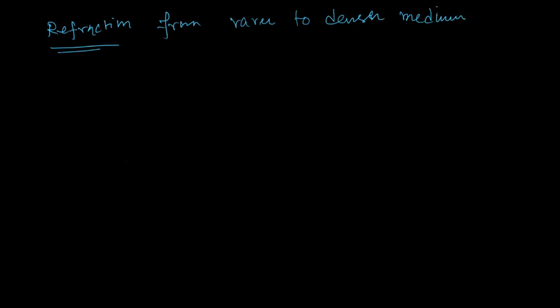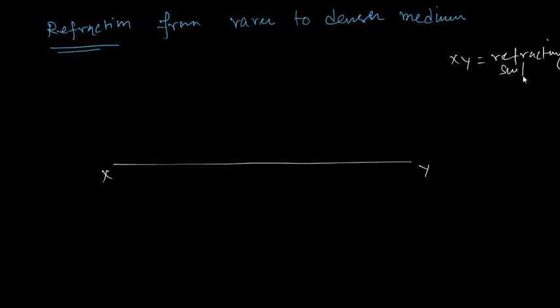Let us draw the refracting surface. So xy is the refracting surface. Now let us draw a normal. N dash, that is perpendicular to the refracting surface. So n dash is the normal to the refracting surface. Normal is nothing but the perpendicular line, which is hypothetical.